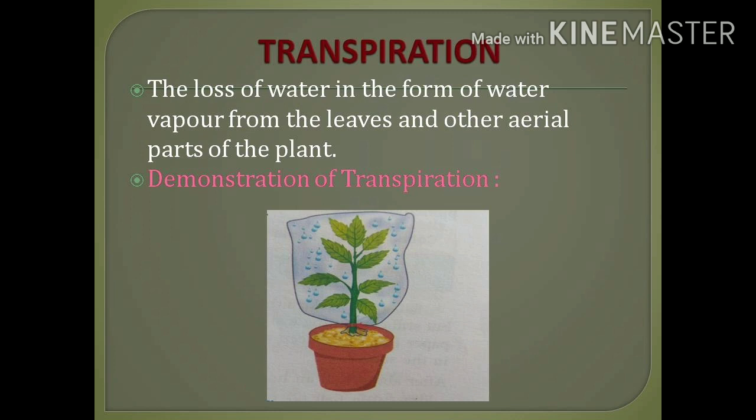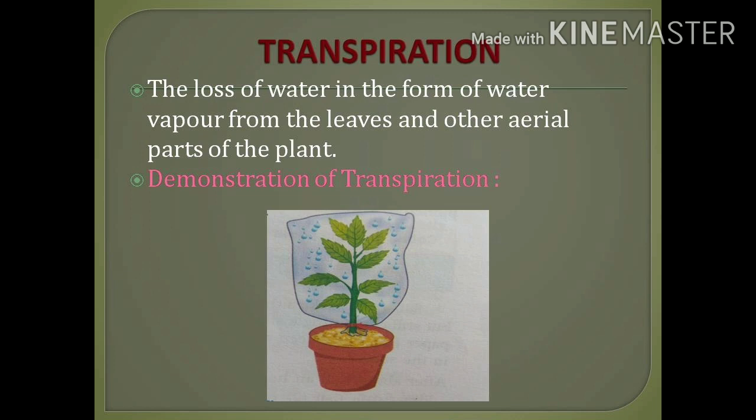Now here is one experiment to demonstrate transpiration. Take a medium sized well watered potted plant. Cover the plant with a transparent polythene bag and tie its mouth around the base of the stem. Leave the plant in sunlight for an hour or two. Drops of water will soon appear on the inner side of the bag due to the saturation of water vapor given out by the leaves.